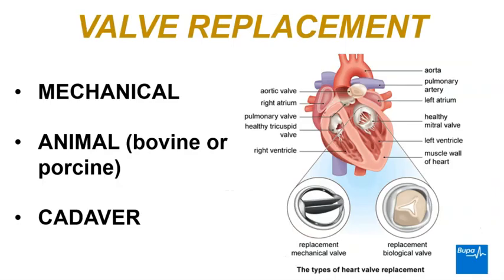So faulty valves or damaged valves can be replaced with valves from several different sources, including mechanical valves that are man-made from synthetic materials. Humans can also receive replacement valves from animal sources, such as bovine, which are cow hearts, or porcine, which are pig hearts. They can also be replaced from human cadavers, which means that the valve that is going to be transplanted is a natural human heart valve from someone who has died.